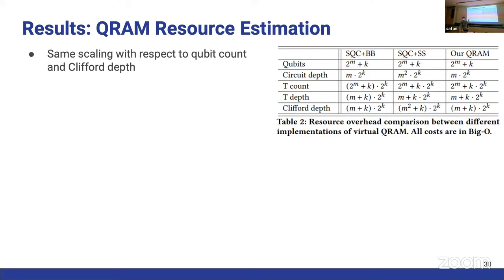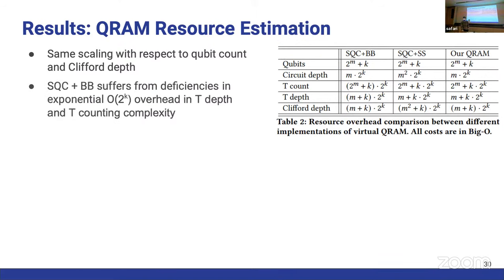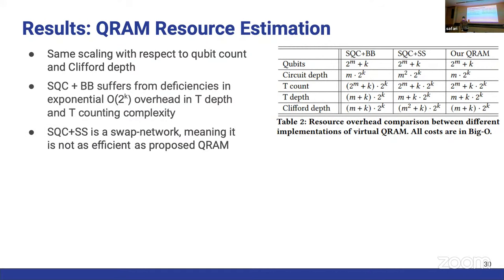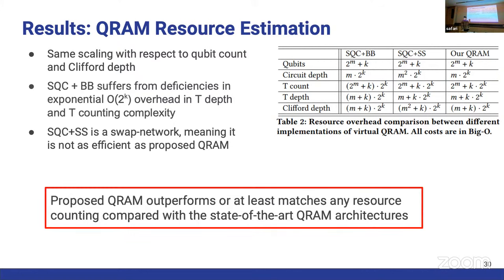Here we can see the first diagram. We see that the scaling with respect to qubit count and the Clifford depth is the same for all proposed architectures, and that SQC plus BB, which is a combination of two architectures, suffers from deficiencies in exponential overhead in T depth and T count complexity. We can also observe that the results of the SQC plus SS architecture are very similar to our QRAM architecture. However, it's important to note that the SQC plus SS architecture is a gate-based architecture, which means that it takes a lot of query time to perform one read operation. Our conclusion is that the proposed QRAM outperforms, or at least matches, any resource counting compared to the state-of-the-art QRAM architectures.